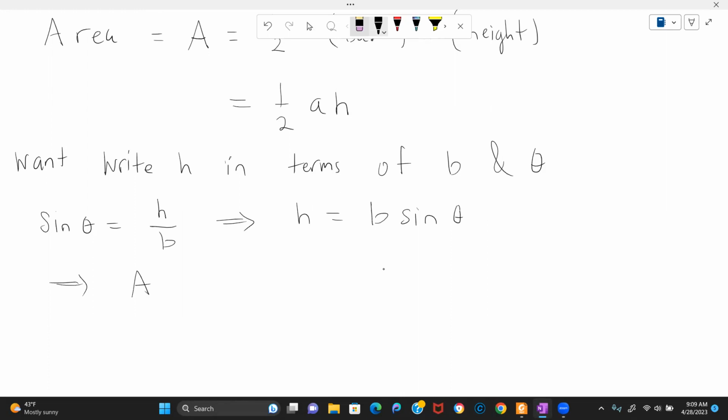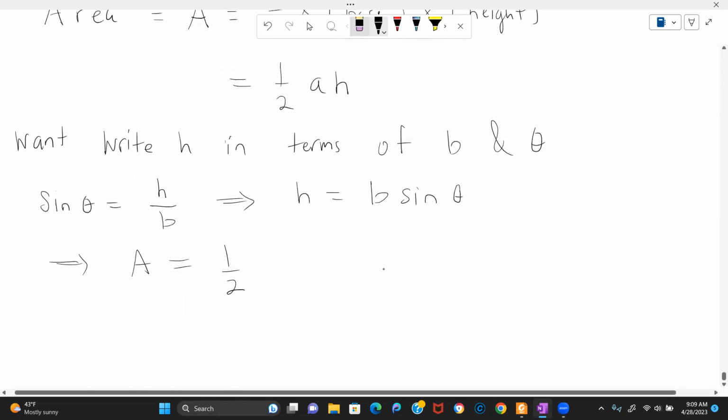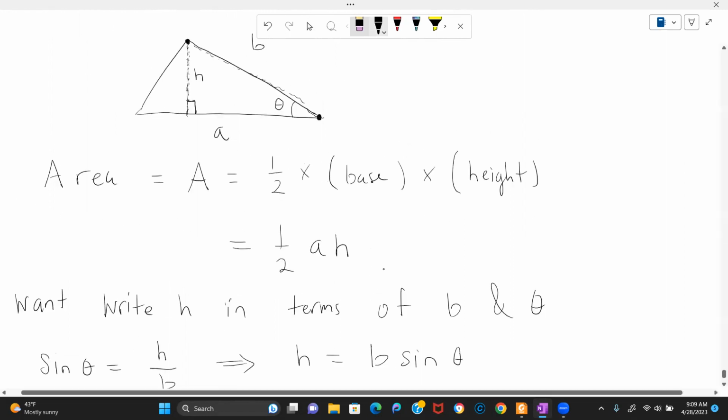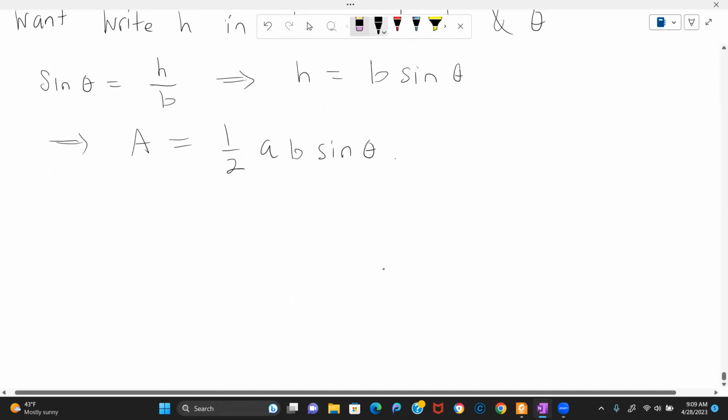And that implies h can now be written in terms of b and theta. So now we can write area completely in terms of the given information. It's going to be 1/2 a times h, but h is b times sine theta. So this is a way of computing the area of a triangle if all you're given is the sides a, b, and theta. So that handles the acute case.